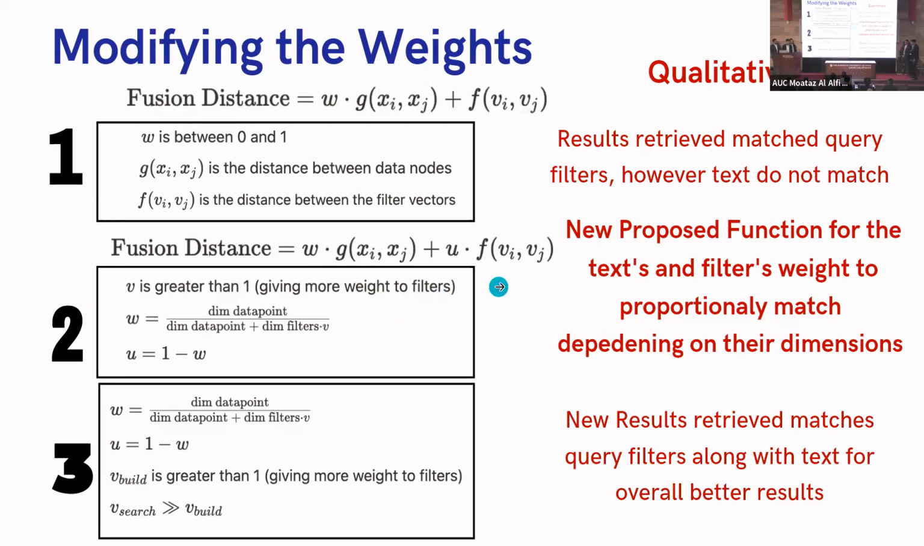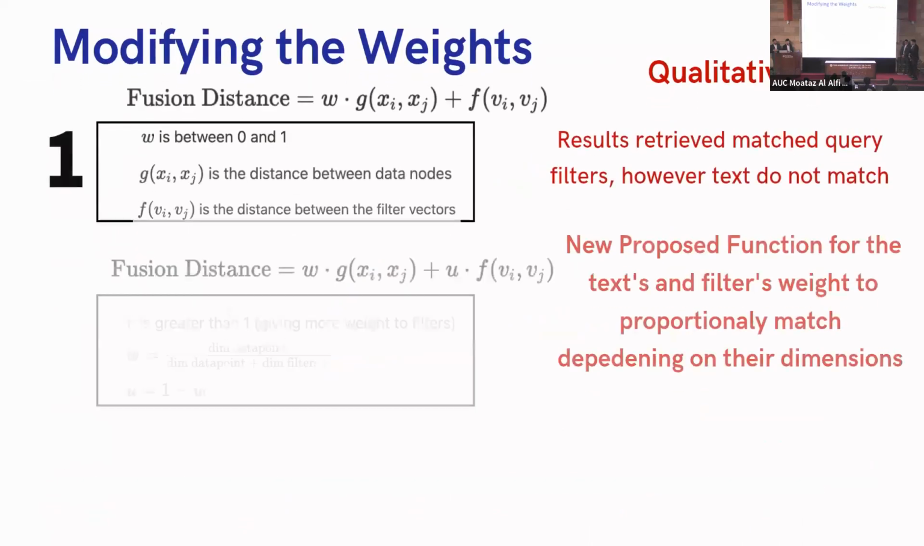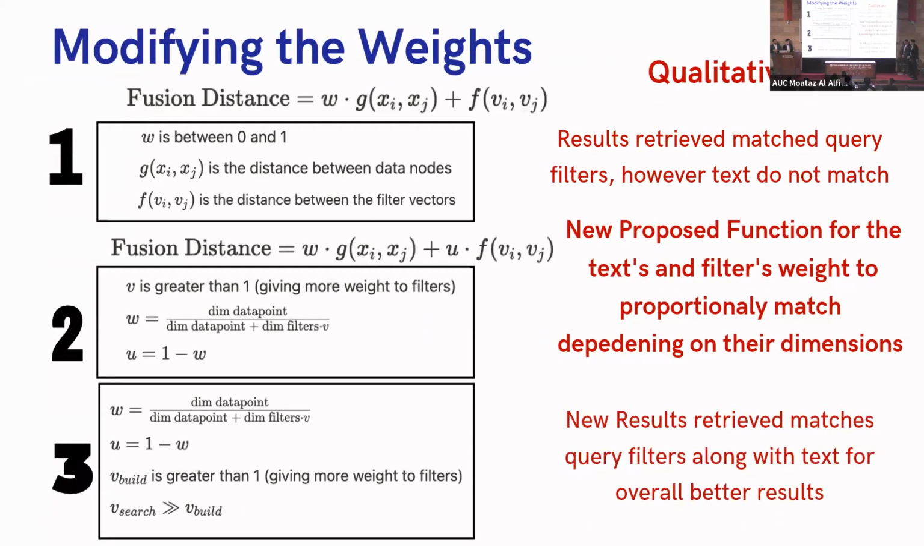However, when we tested it, the retrieved results matched the text more than the filters, but we achieved better graph quality. So to balance between the 2 approaches, we divided the scalar V into 2 parts. The first part is used when building the index, where V is much smaller. Then when we are searching, V is increased to be much bigger than the V used in the build stage, in order to give more weight to the filters.